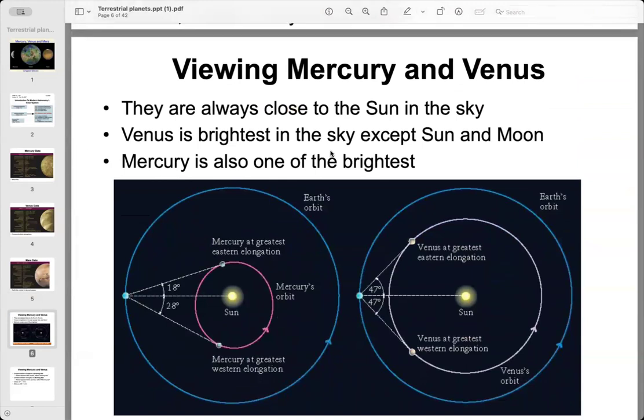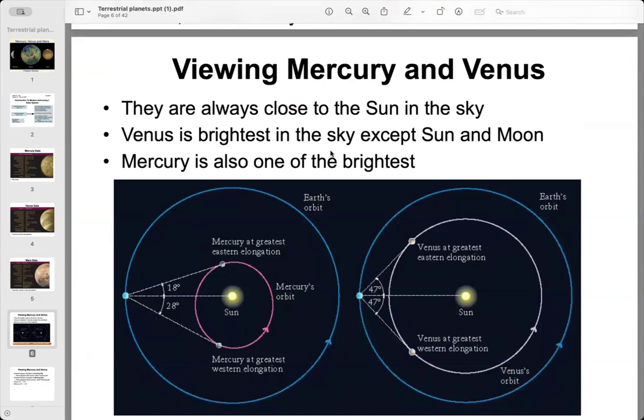All right, so let's talk about viewing Mercury and Venus, when and where you can see them. So the thing about Mercury and Venus is that these have also been called the morning star and the evening star, and the reason is that they are usually visible before sunrise or after sunset, and it is because of their position in the solar system as being inferior planets.